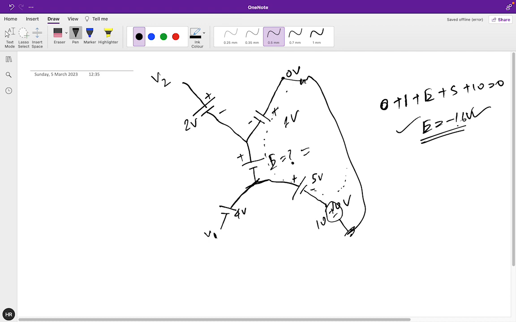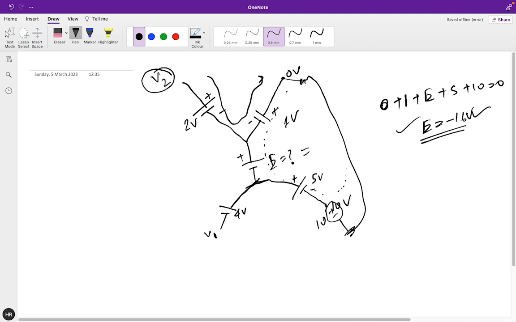Clear? This part is clear? Anis, is it clear? Priyanka, is it clear? Clear, sir. Yeah, okay.